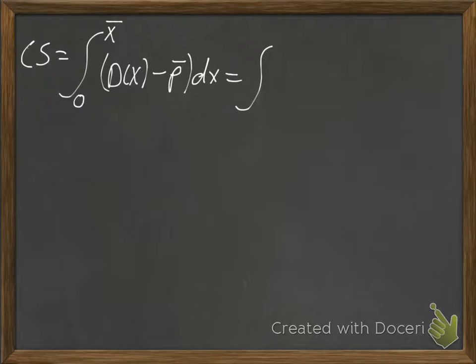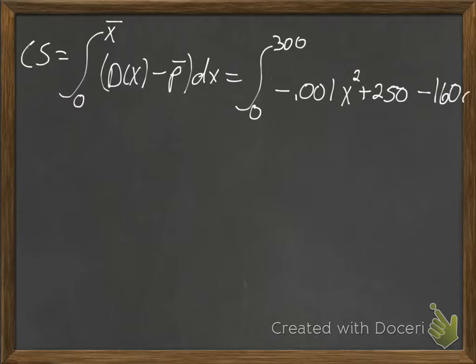So that would be the integral from 0 to 300. Our demand equation was negative 0.001 x squared plus 250, and then we're subtracting off p bar. P bar was 160, the set price. dx.